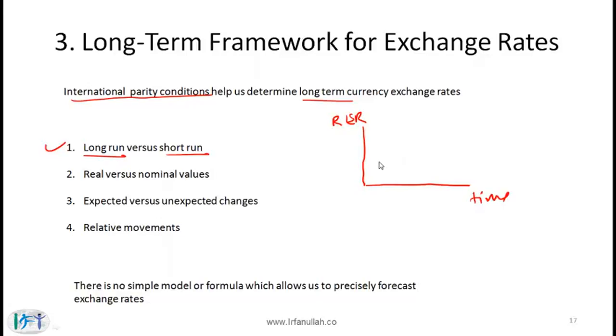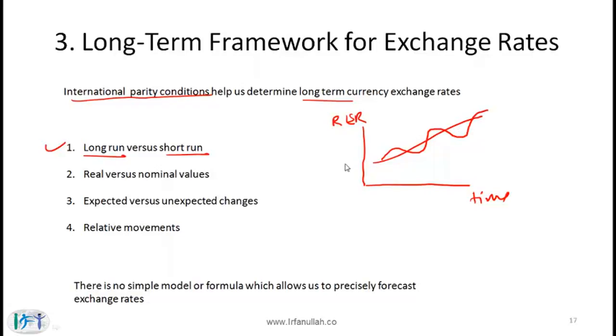Now you might have a situation where for a given currency pair the exchange rate is trending upwards. So this is the long-term trend, and we can have a sense for this trend based on the parity conditions that we will talk about on subsequent slides. But exchange rates do not follow this nice trend. There are short-term fluctuations in the exchange rate.